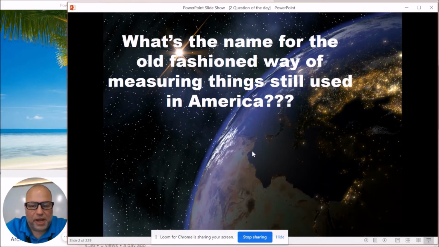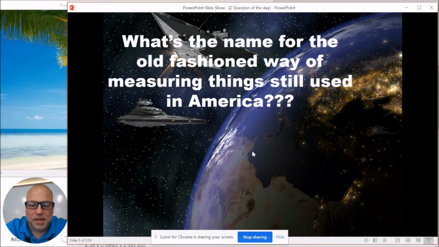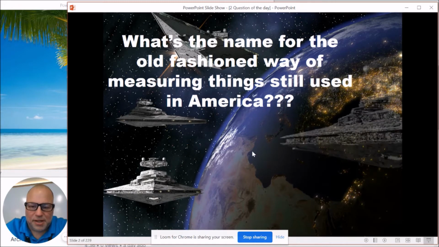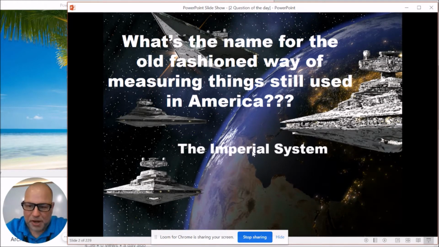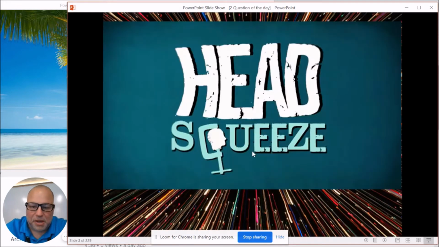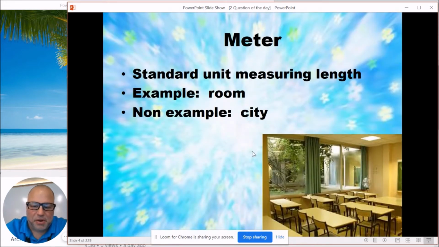You want to know the way of measuring things that people still use here in America? The only country that really still uses anything other than the metric system? It's called the imperial system. Yes, it's the very old-fashioned way of measuring things that people here in America like to cling to. But for the most part, we're the only ones using it. There are very few other countries that use the old-fashioned imperial system. Everyone else uses the metric system.